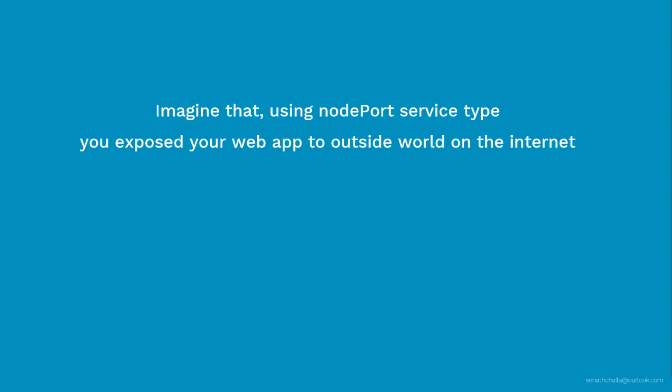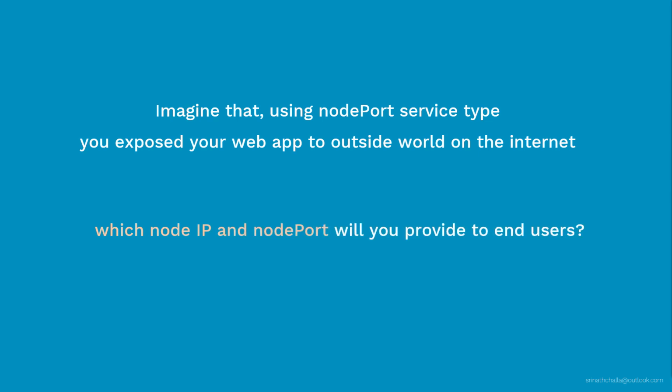Imagine that using node port service type, you expose your web app to the outside world on the internet. And there are multiple web app instances deployed and distributed across multiple nodes inside your Kubernetes cluster. The problem here is, to access this web app, you need to provide node IP and node port to end users. So, which node IP and node port will you provide to end users?